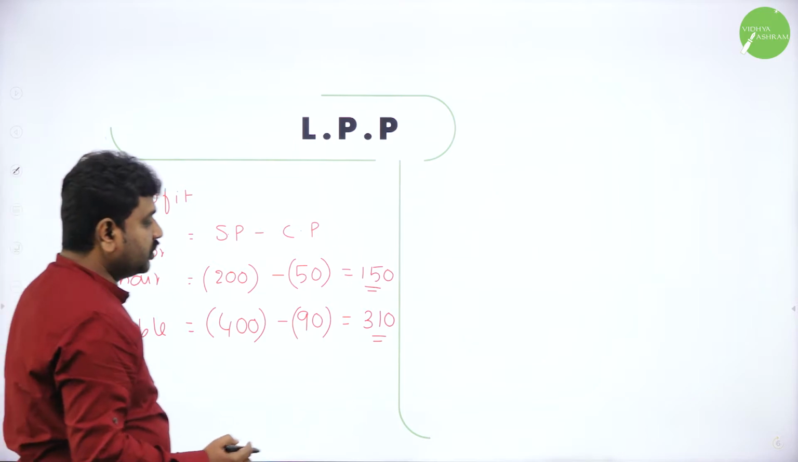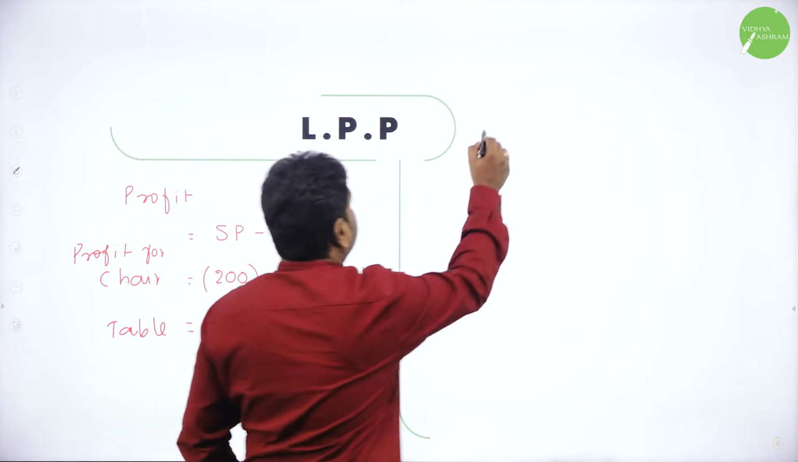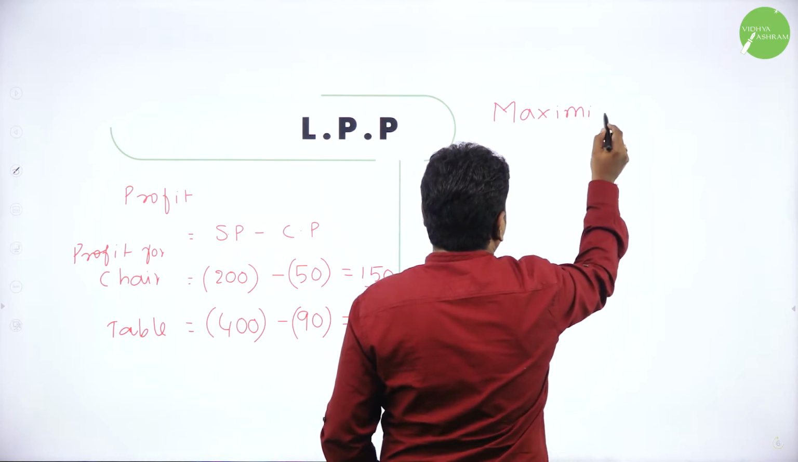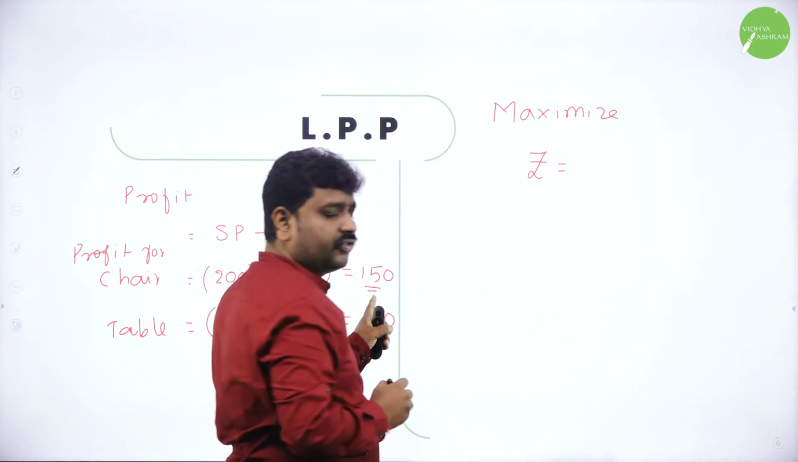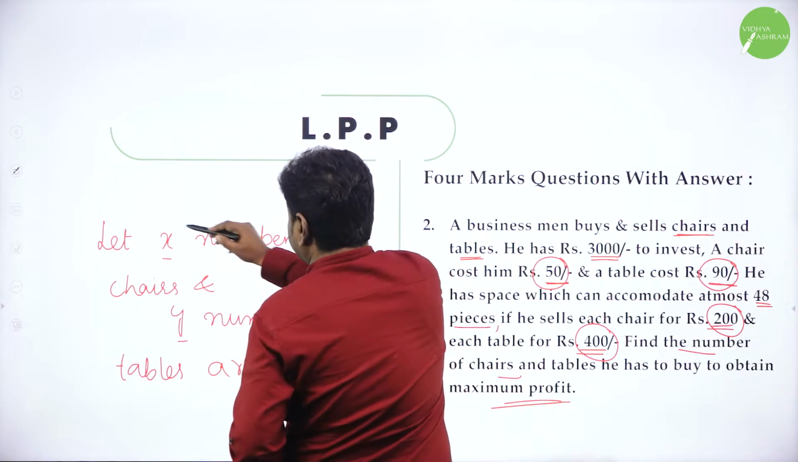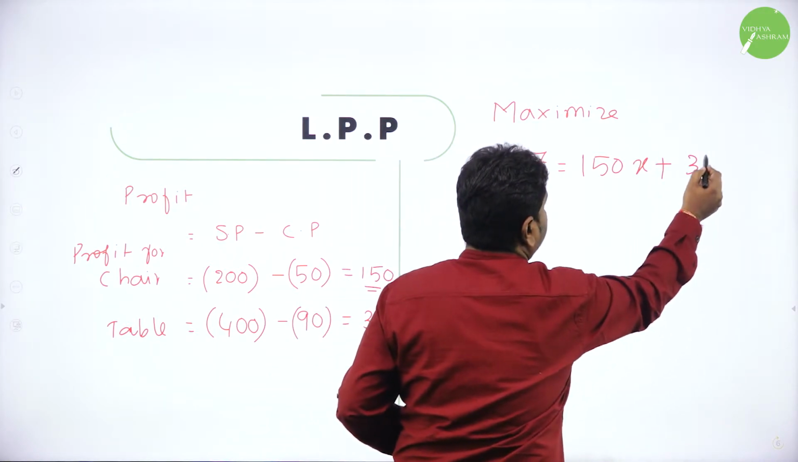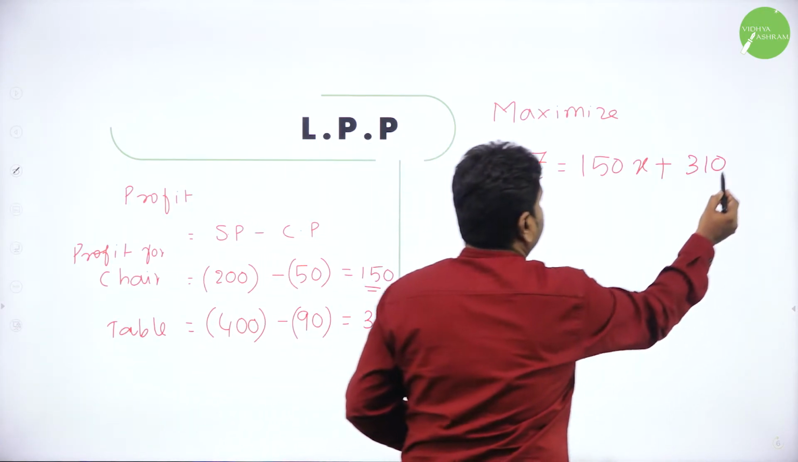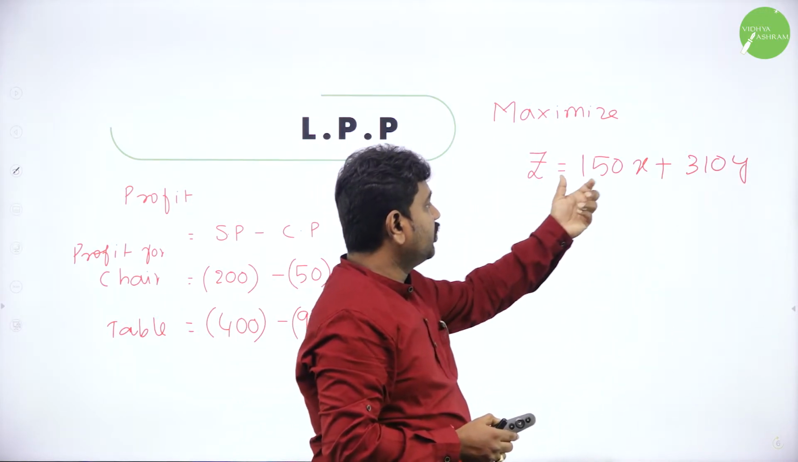Now they want you to maximize the profit. So this is the objective function. Objective function means a function which we need to maximize or minimize. So maximize profit. Z is equal to, for one chair you get 150 rupees, into how many chairs you are purchasing? X chairs. So 150X plus profit per table, 310, into the number of tables, Y. So 310Y. Z is 150X plus 310Y.